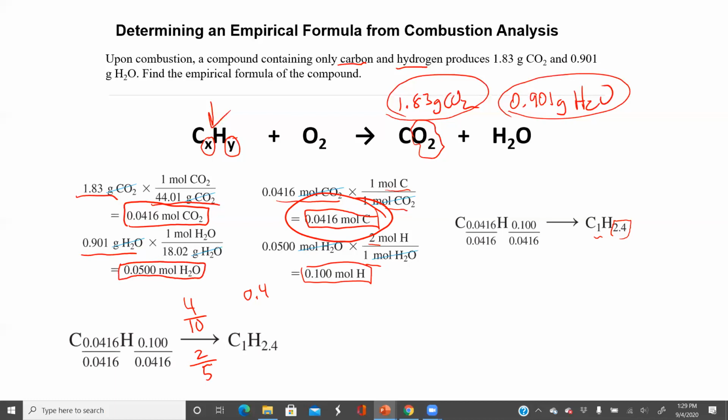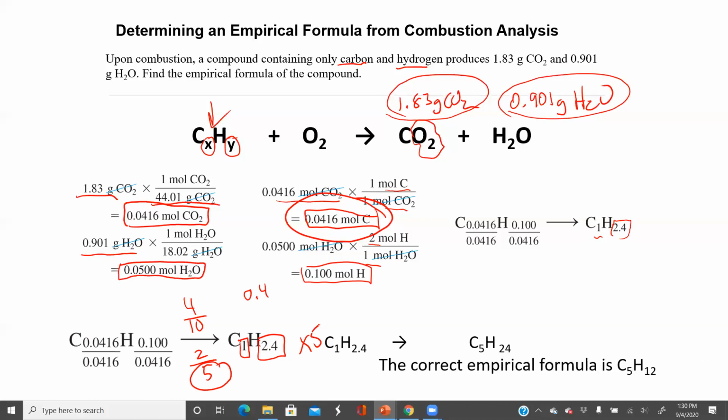And when I look at this denominator of 5, that's what I want to multiply both these numbers by so that I get an integer. So I want to multiply both of these by 5. And when I do that, when I multiply 1 by 5, I get 5. And when I multiply 2.4 by 5, I get, whoop, that's a typo, I get 12.